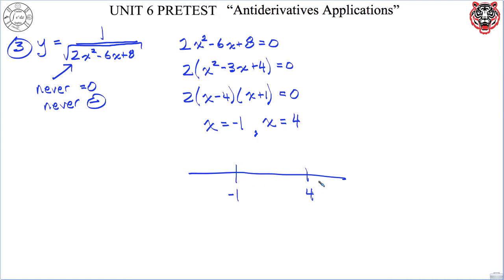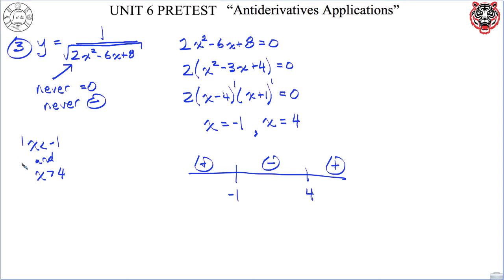If I choose 5, this is going to be positive, positive, positive. All those are positive. And remember, each of these is to the power of 1, which is odd, which means it switches over each of these critical values. So minus and positive. So it can't be in this interval, and it can't be equal to -1 or 4. So your domain restriction: you can have these x values. x has to be less than -1, and x has to be greater than 4.